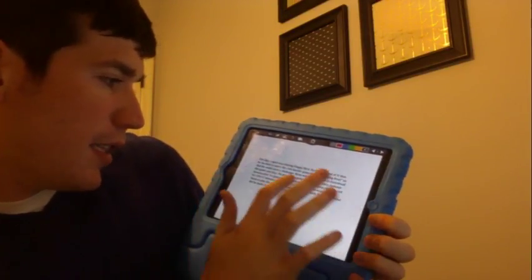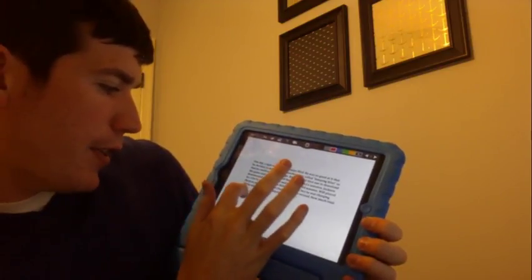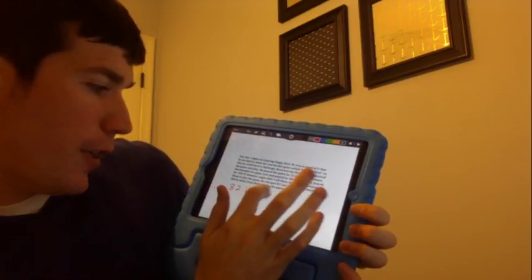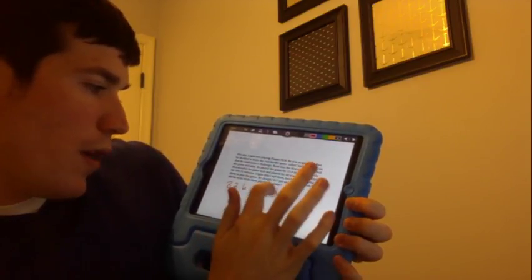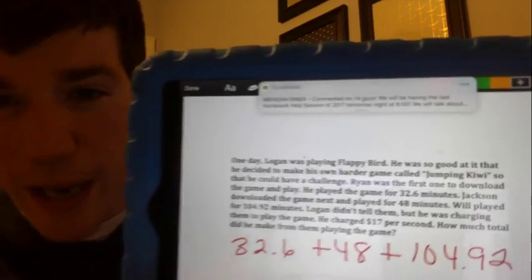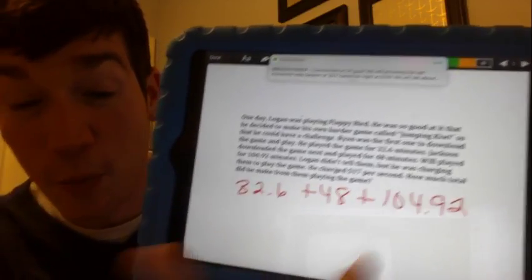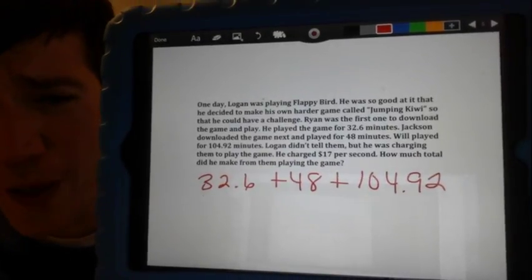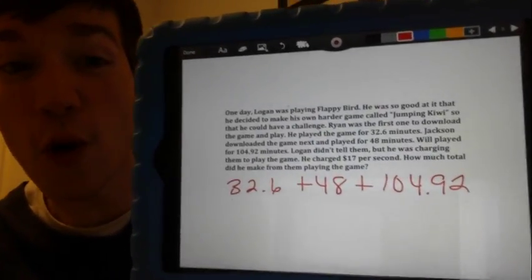So the first thing I would need to do here is figure out what is the total amount of time that these guys played the game. So I know that Ryan played the game for 32 6/10 minutes. Jackson played for 48 minutes. Will played for 104 92/100 minutes. So we have these 3 times, and that is an exact time, Will. That's impressive. Hopefully the game took your stats. So what we're going to do is add those 3 numbers together. That's going to give us the total number of minutes.